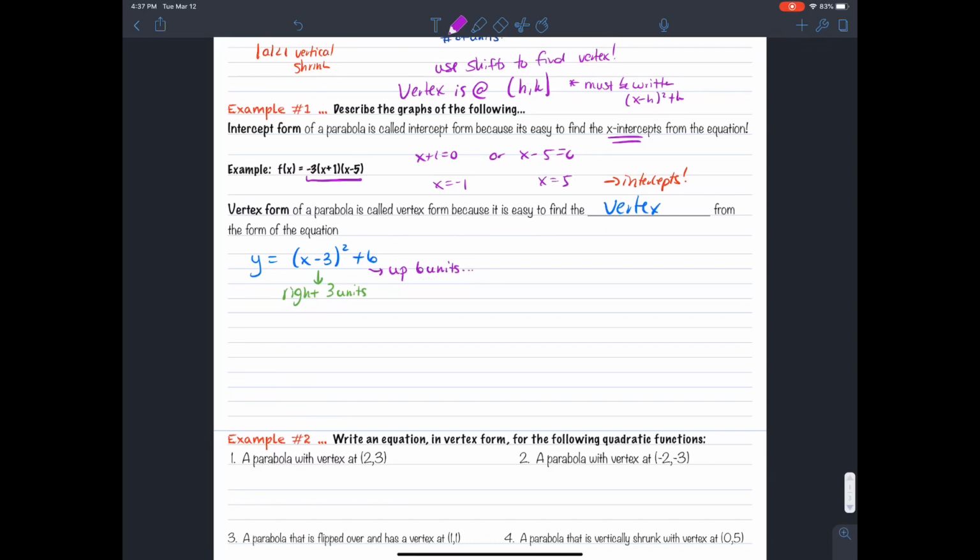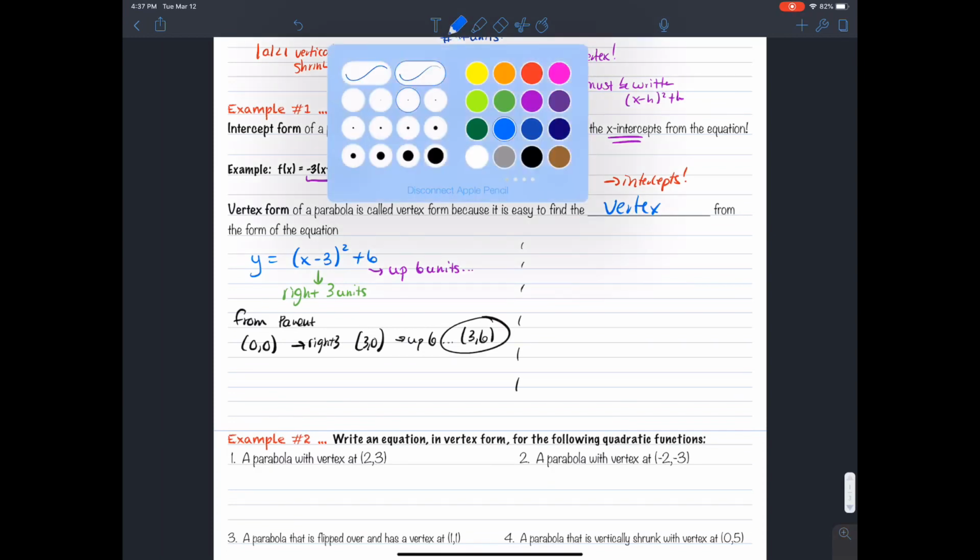And remember, when we talk about transformations, we're describing it from the parent. So the parent's vertex was at (0, 0). If I move right 3, that would bring me to the point (3, 0). And then I need to move up 6, so that would bring me to the point (3, 6). So that's where the vertex is.